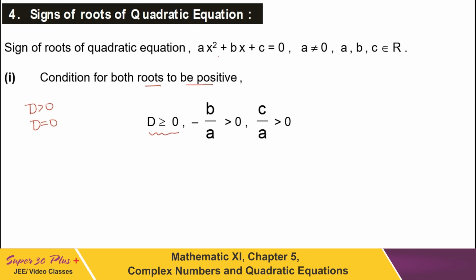And as we know, both roots are positive, meaning the sum of roots is also positive. So we can say minus b upon a is positive. And if roots are positive, then the product of the roots is also positive. So we can say c upon a is positive. These three conditions are important for the given system that both roots are positive.